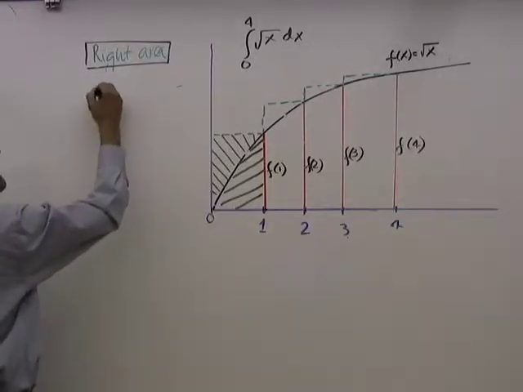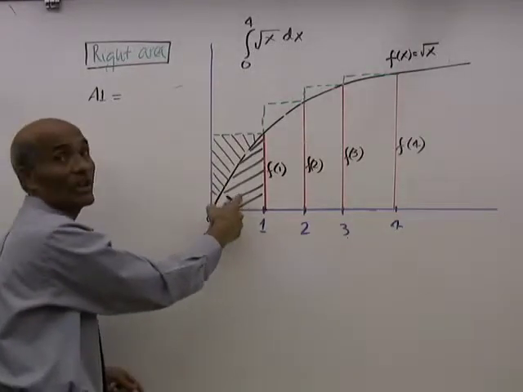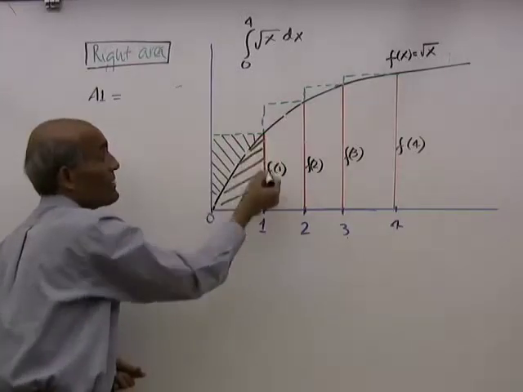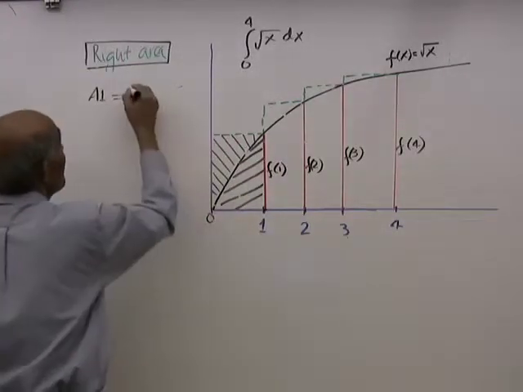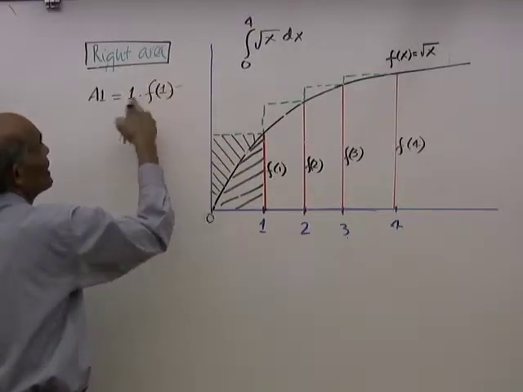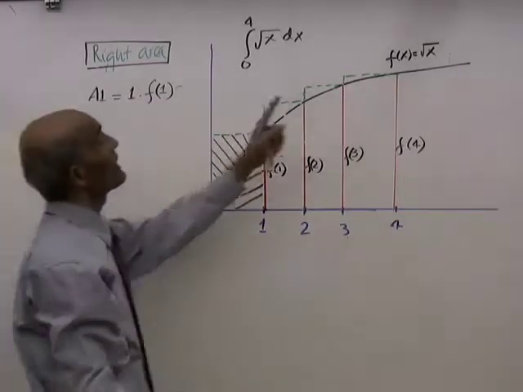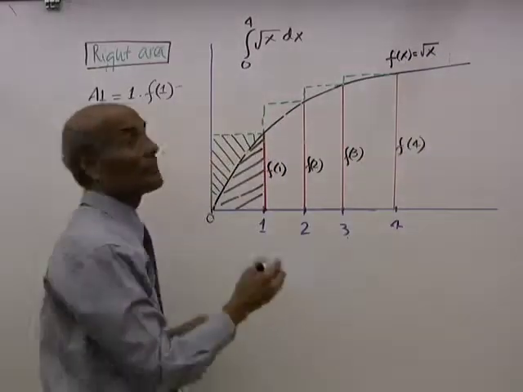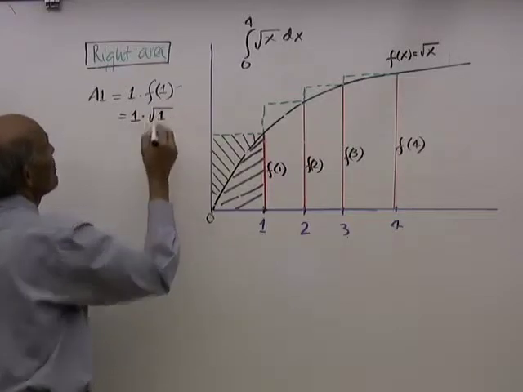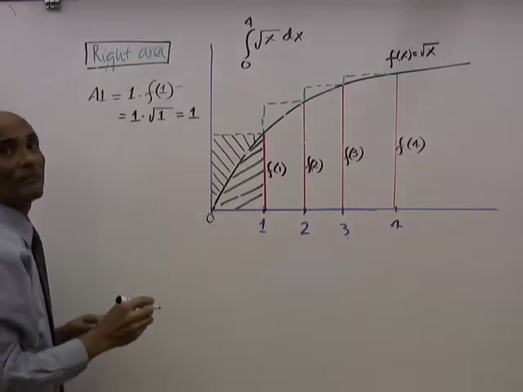Tell me, what is A1 equal to? A1 stands for the area of the first rectangle. The area of the first rectangle is delta x multiplied by the height. And that will be 1 multiplied by f of 1. Delta x multiplied by f of 1. Now, what is our f of 1? f of x is square root of x. So that will be 1 multiplied by square root of 1. And that's equal to 1 unit.